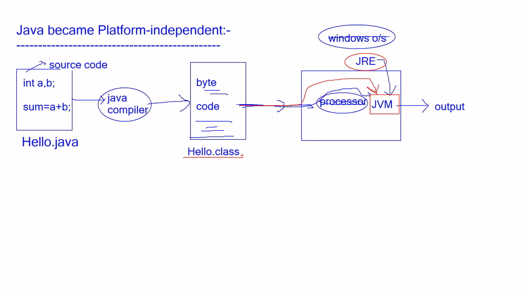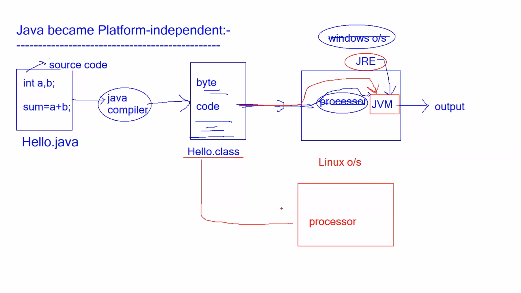Now let us think we want to take this hello.class file to another machine and run it there also. For example, suppose there is a Linux machine, and it has a Linux operating system and a processor. Now you are taking the hello.class file onto the Linux machine, but this processor doesn't understand this bytecode either.